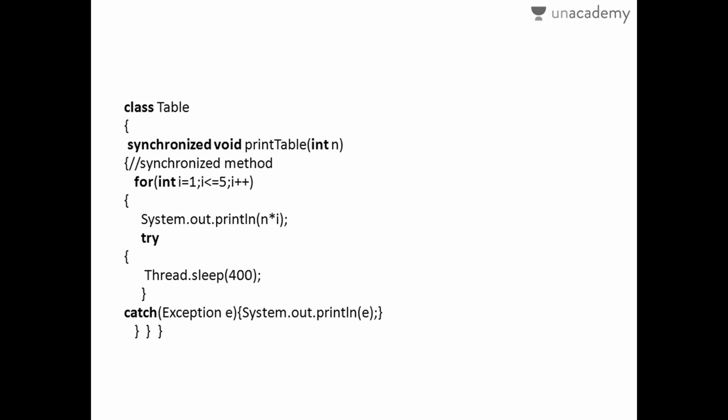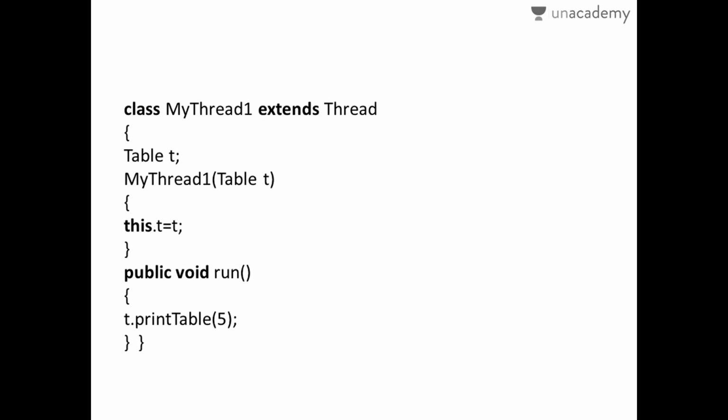We have a class Table and this is a synchronized void printTable(int n), where i equals 1, i is less than or equal to 5, i++, that is, print n*i. So this means 5*1, 5*2, 5*3, like this, and we need to get the output 5, 10, 15, like that. Then try Thread.sleep(400), so we are interrupting a sleeping thread, and we have a catch for the exception.